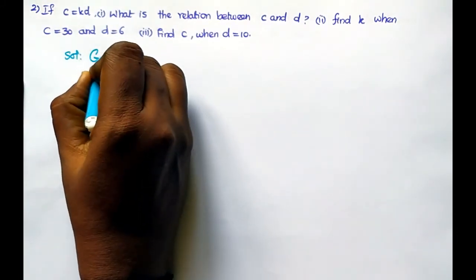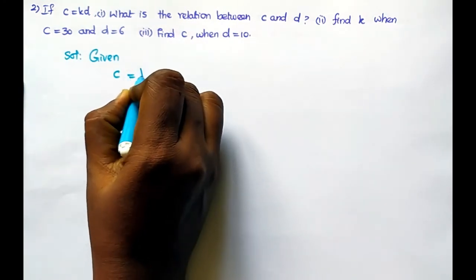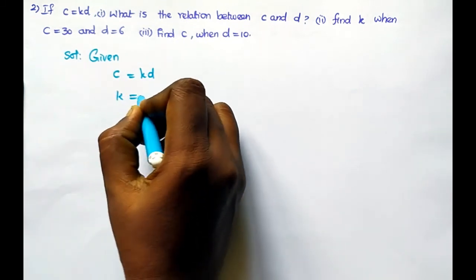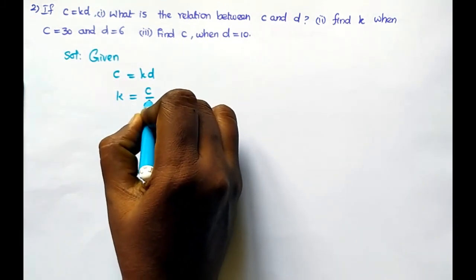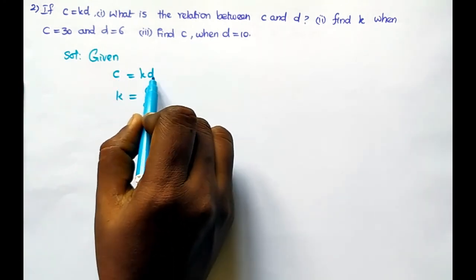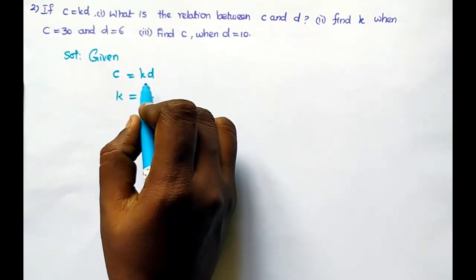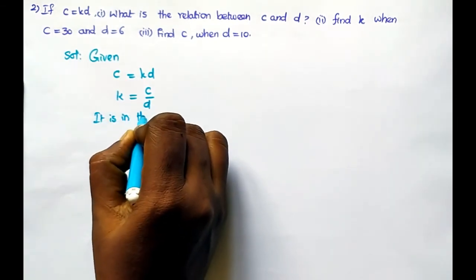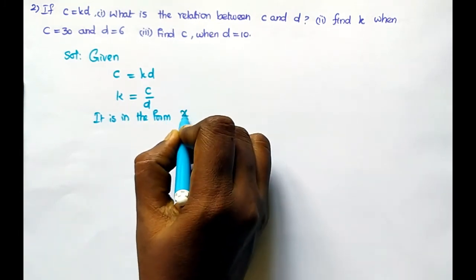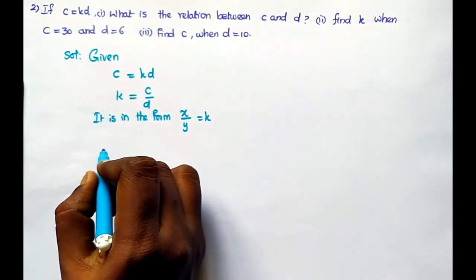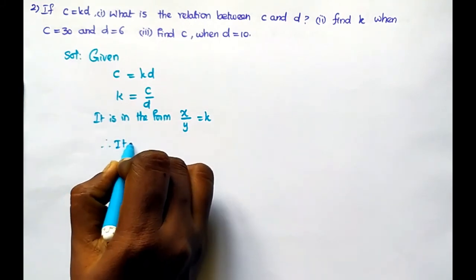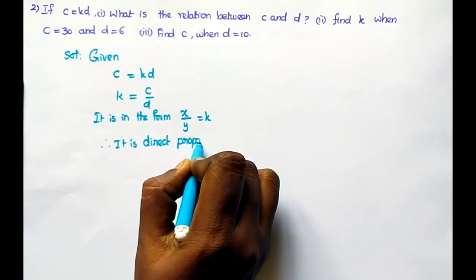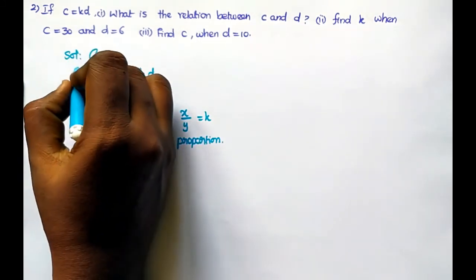Listen what they have given. C equals K into D. We can write this like that: K equals C by D, or C by D equals K. It is in the form x by y equals K. So therefore it is direct proportion. That is the first one.